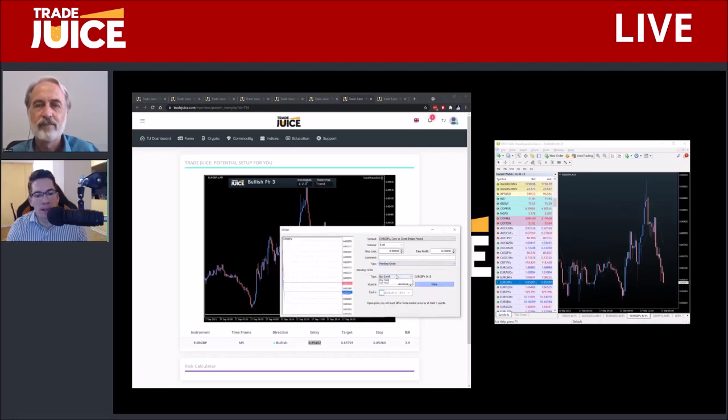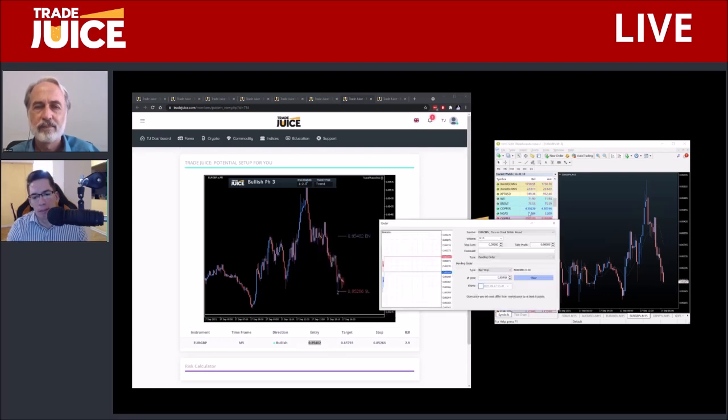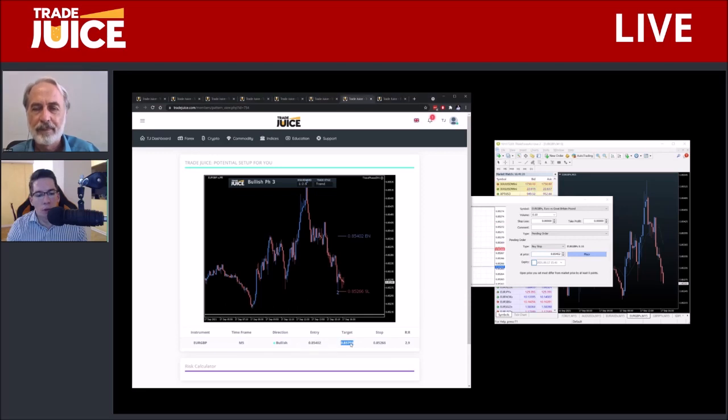Everything is a pending order, so it's a buy stop or a sell stop. And I just need to copy this part. Then I copy the target, paste it here into the take profit, and click the stop loss. Now, what I do, just because we have so many trades, I click the expiry option, make it 2 hours from current time, and click place.